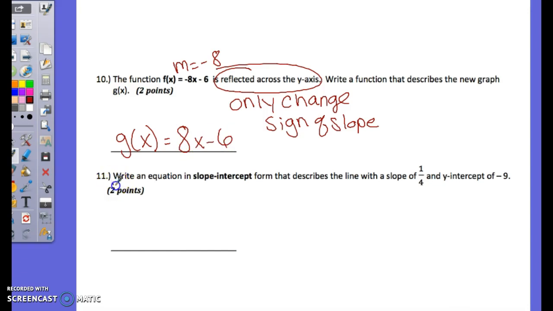Now we have the question, write an equation. Again, same thing. In slope-intercept form that has a slope of 1/4 and a y-intercept of negative 9. So we can just go straight to slope-intercept form and do y equals 1/4 x minus 9.